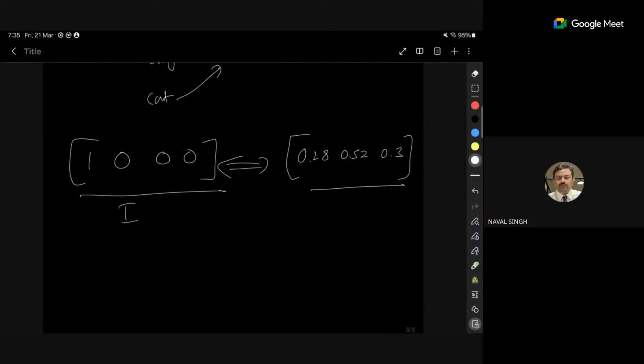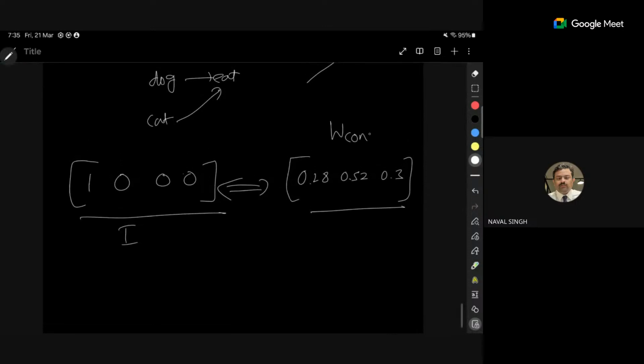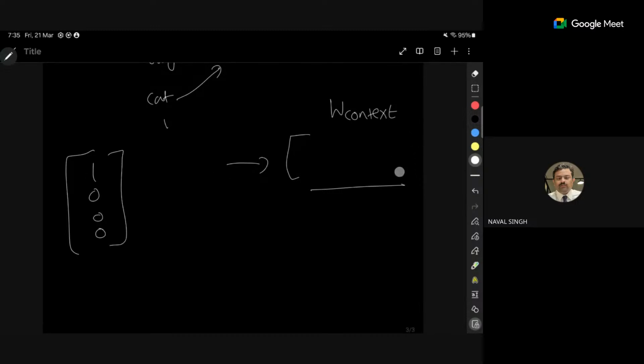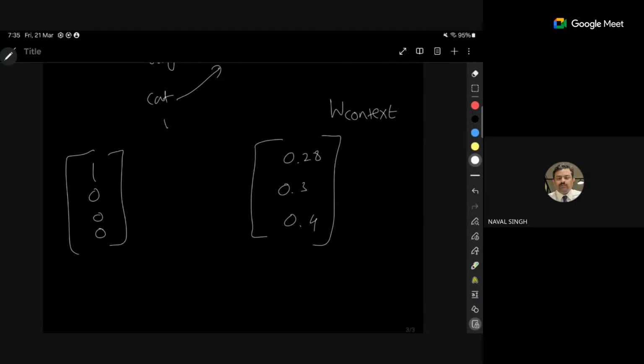That's no. This is W context. Okay, so I'm showing what is inside W context. This is the one hot, right? So I'm showing how W context might look. I'm representing it as rows, but mostly the architecture we drew is column-wise. So let's say this value was 0.4 something. Right? So this is how it's now being represented.